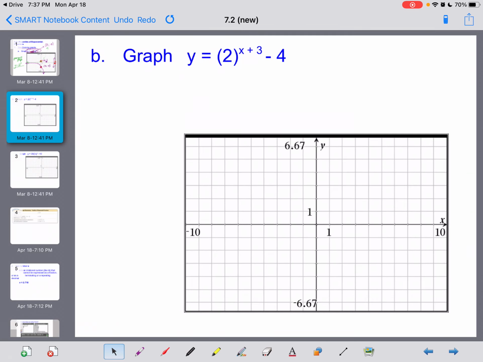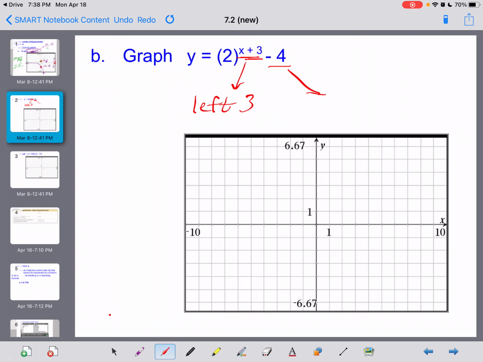And now I'm hoping you guys remember from previous chapters what it does when you've got numbers that are added or subtracted either directly with the x or at the end of the function. When something is added or subtracted directly to the x, that is a horizontal shift. That takes us either to the left or to the right. And horizontal shifts are always opposite of what you would think. +3 means that this graph is actually going to move left 3 units compared to its parent graph.